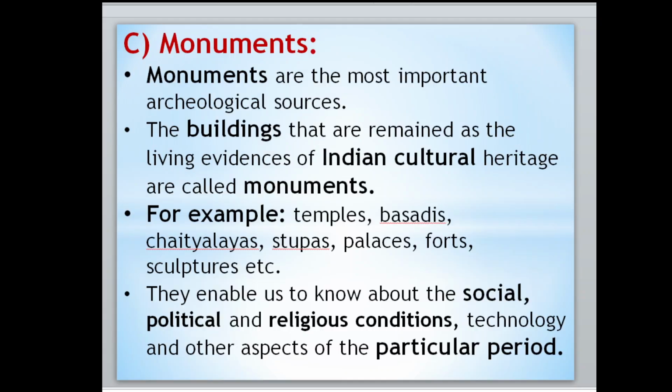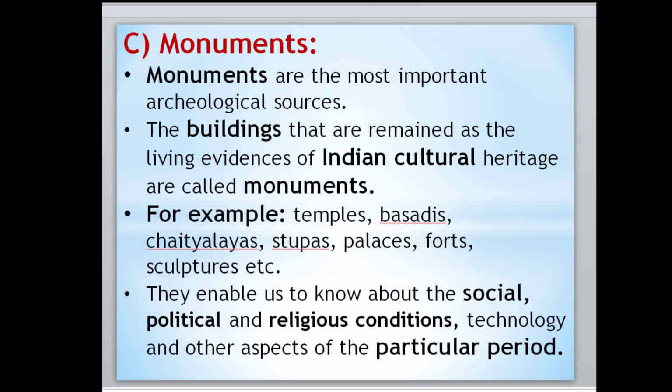Now move to the third main type of archaeological sources, which is monuments. Monuments mean buildings. The buildings that remain as living evidence of Indian cultural heritage are called monuments. For example, temples, basadis, chaityalayas, stupas, palaces, forts, sculptures, etc. Basadis, you know, are holy places; we can call them temples for Jainism. Chaityalayas and stupas are the same for Buddhism.